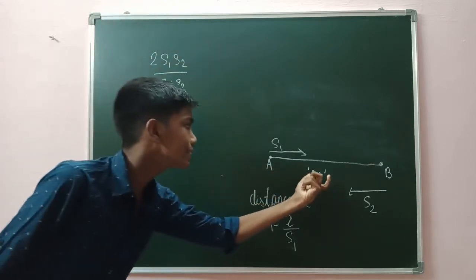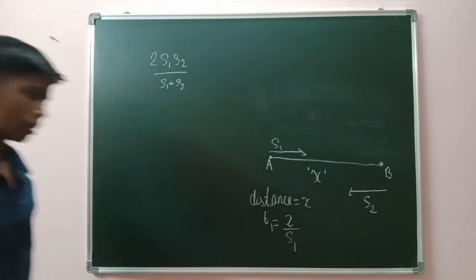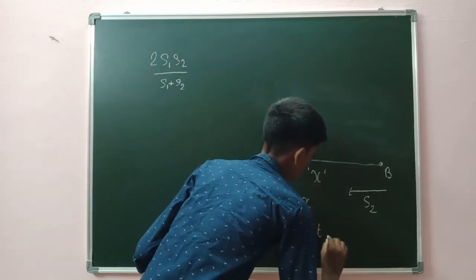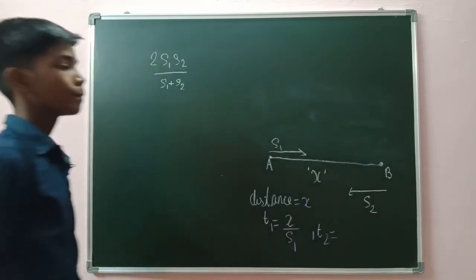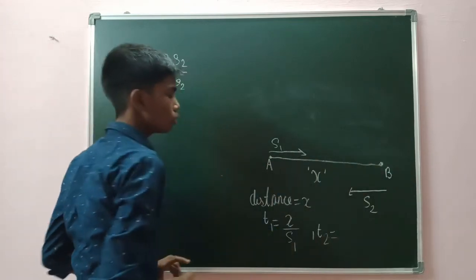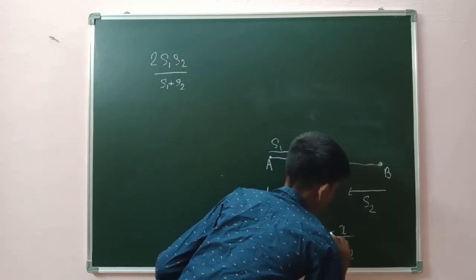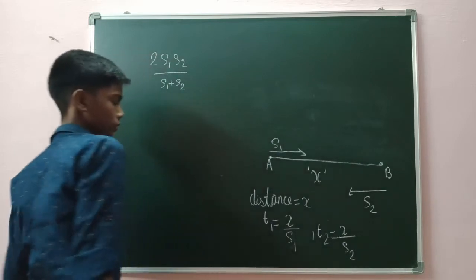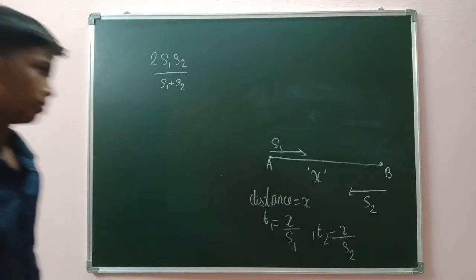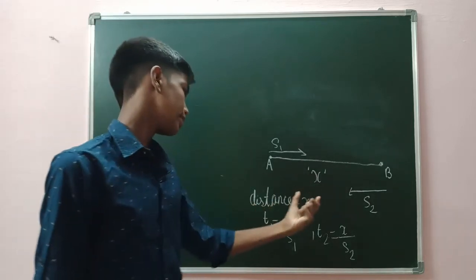Here the distance is x, the speed for the first trip, that means from point A to point B, is s1. So that is why your T1 is equal to x by s1. And T2 is nothing but going back to A from B with speed s2, that will be the same distance, x by s2. Correct now, guys? So T1 is x by s1 and T2 is x by s2. Very simple concept.